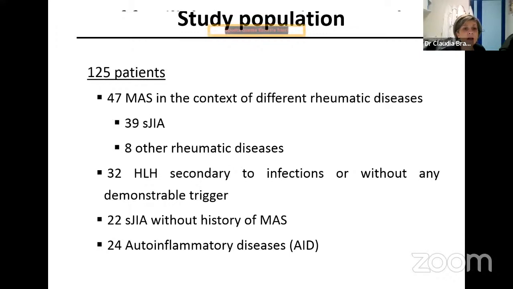47 patients in our cohort had MAS in the context of different rheumatic diseases, 39 in the context of systemic JIA, and 8 in the context of other rheumatic diseases. And we had also 32 patients with HLH secondary to infection or without any identifiable trigger. 22 patients had systemic JIA without MAS, and we also analyzed 24 patients without inflammatory disease.